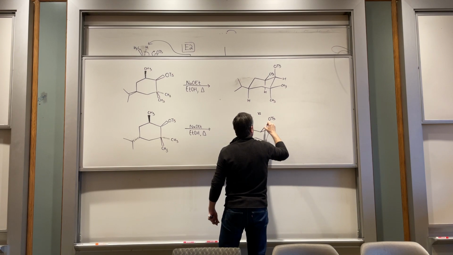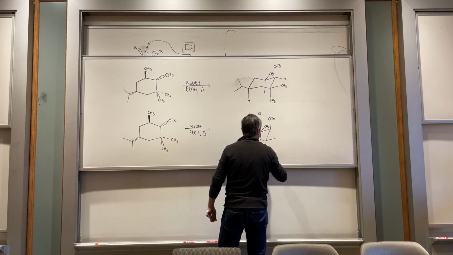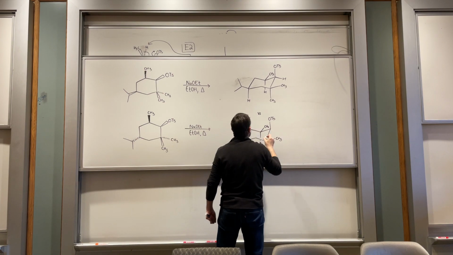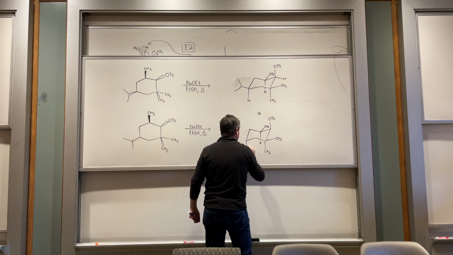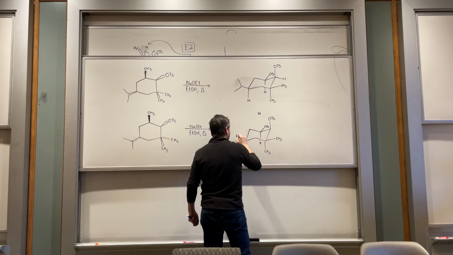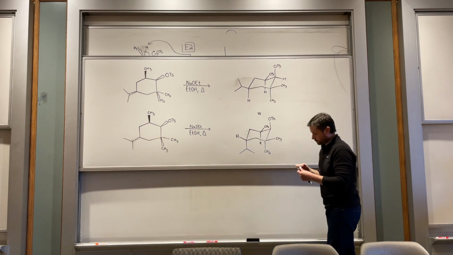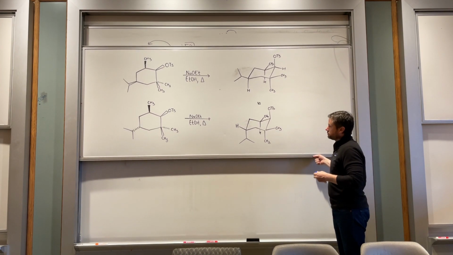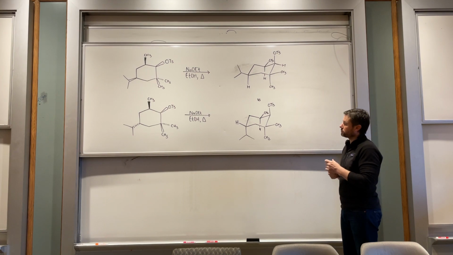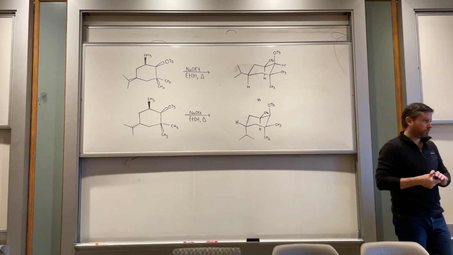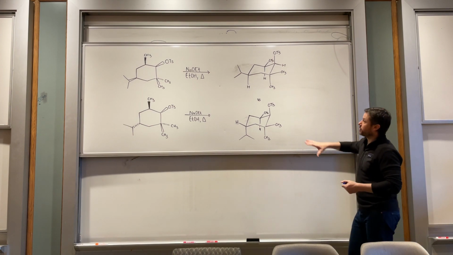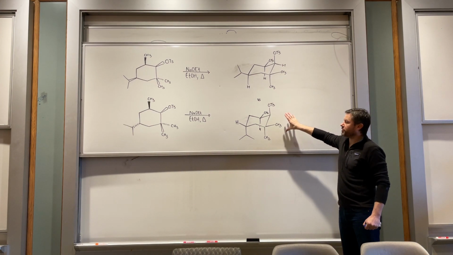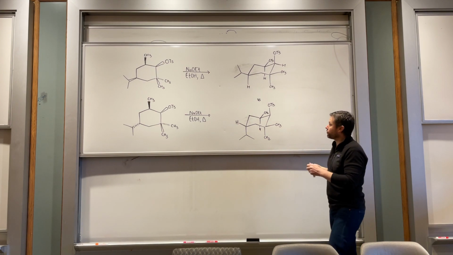So the bottom chair here is going to look just like the top chair, except one position is going to be different. Right, so in both of these, this is the conformation that the molecules must adopt in order for elimination to occur.